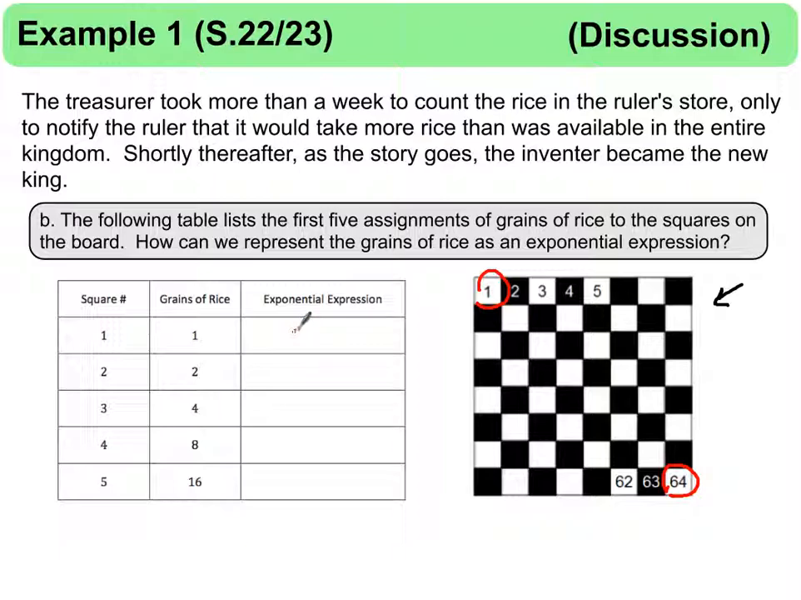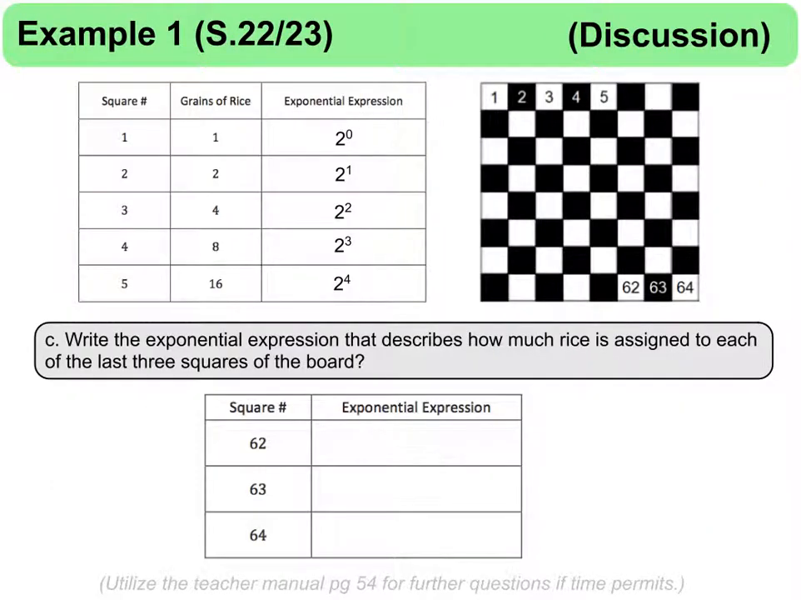And so if we take a look at this and we wrote the expression 2 to the 0 power, that would be equal to 1 grain of rice. If we said 2 to the first power, then that would be equal to 2 grains of rice. If we said 2 squared, that would be equal to 4 grains of rice. And so the student starts to see the connection with this column here and the expression that's being used each time to develop it. So here we are with our 2 to the 0th power, 2 to the 1st, 2nd, 3rd, 4th.